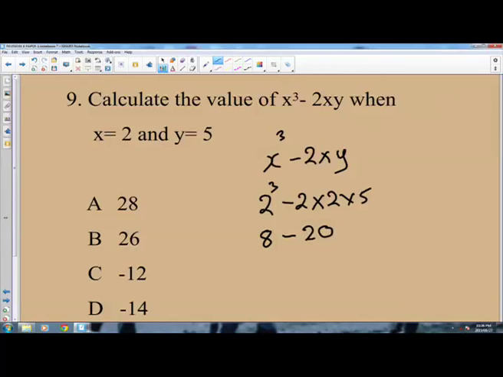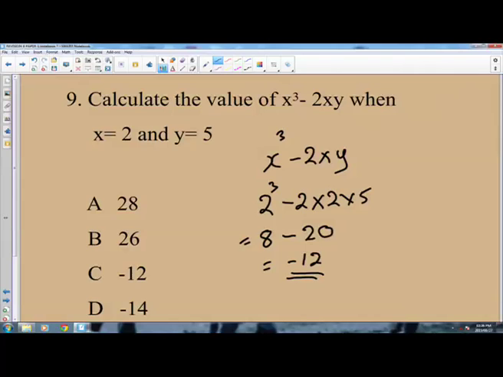So we have 8 minus 20. And then what is 8 minus 20? 8 minus 20 is equal to minus 12. So this is what we got upon calculating x cubed minus 2xy when given x as 2, y as 5. The answer is minus 12.